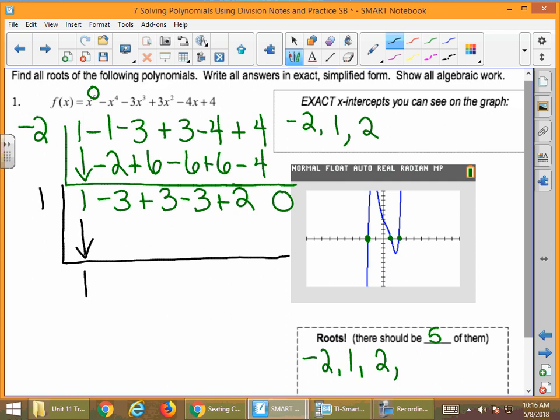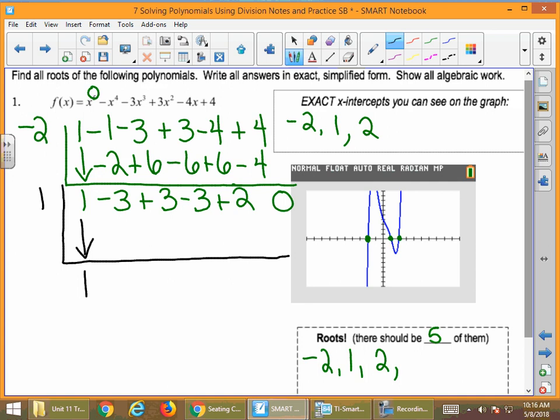We're going to carry down our 1. It does not matter what order you go in with the negative 2, the 1, and the 2. You will still eventually come up with the same 2 additional roots that I'm going to come up with if you go in a different order.